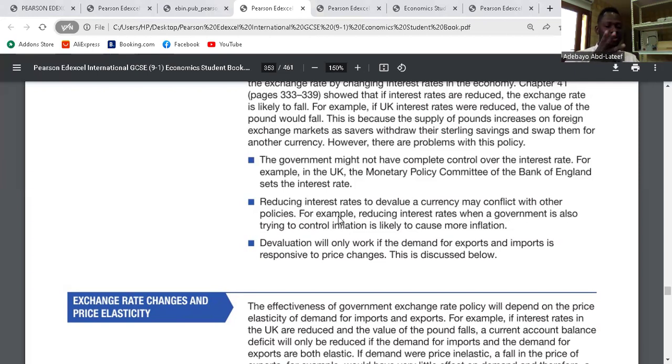Clear? So reducing interest rates to devalue a currency may conflict with other policies. For example, reducing interest rates when the government is also trying to control inflation is likely to cause more inflation. I have to explain that.